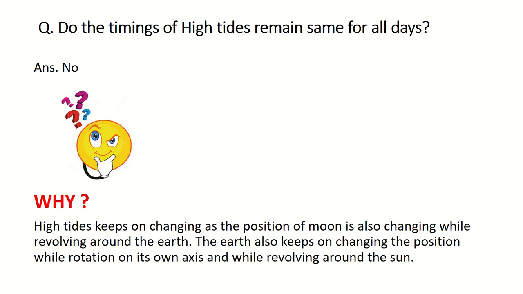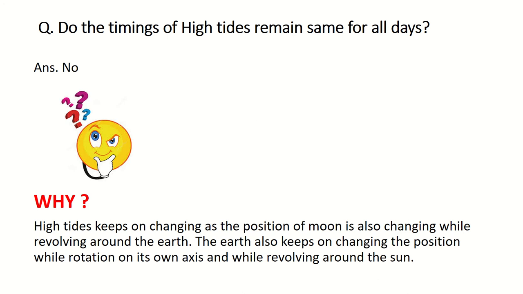So the high tide is not the same. It keeps on changing and it depends on the position of the moon, because we have seen that in spring tide the tides will be high because of the position of the moon, and in neap tide the tides will be low. Why? Because of the position of the moon.